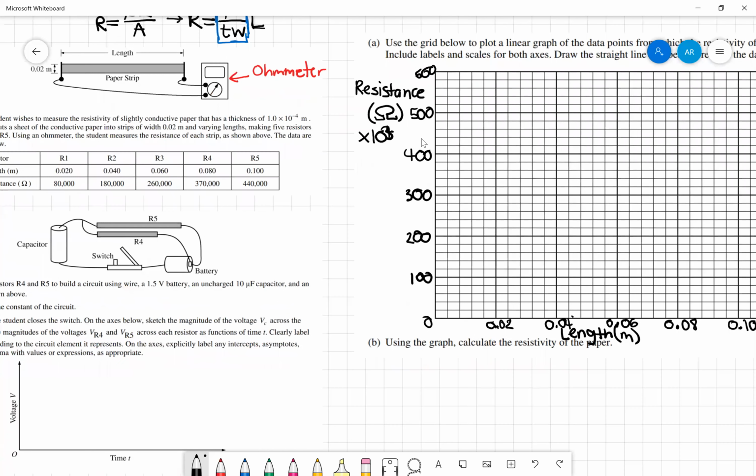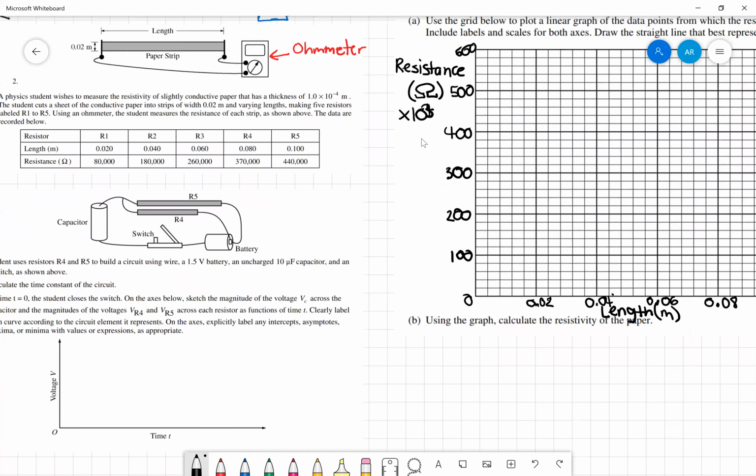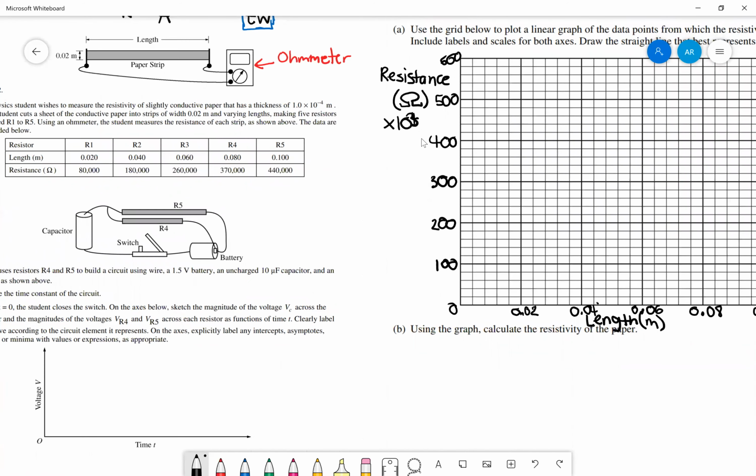Now, let's plot the points according to this scale. For R1, we have 0.02 and 80,000. So we have 20, 40, 60, 80. Perfect. We got a dead point, which is why I picked this scale. All the X values will be on the line, so we don't have to guess for any of those. Now R2, 180,000 and 0.04. 2, 4, 6, 8. So this will be 0.04, 180,000.